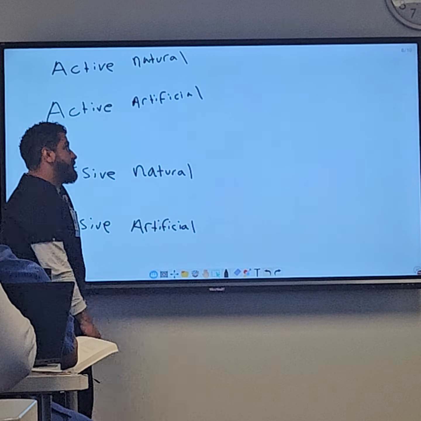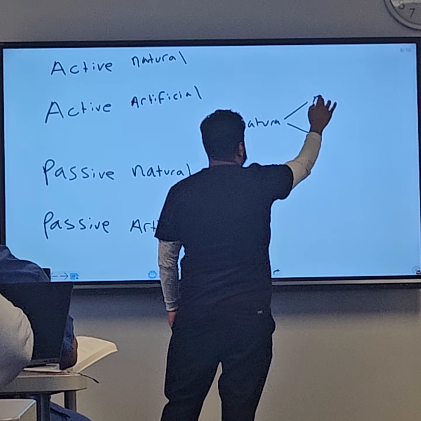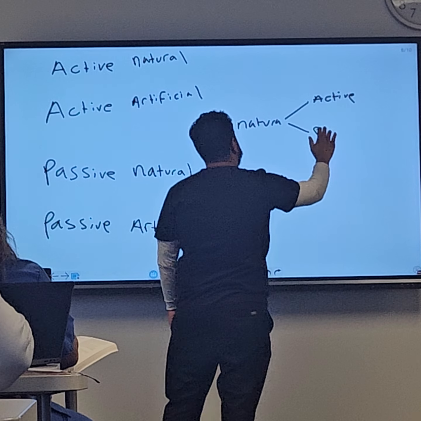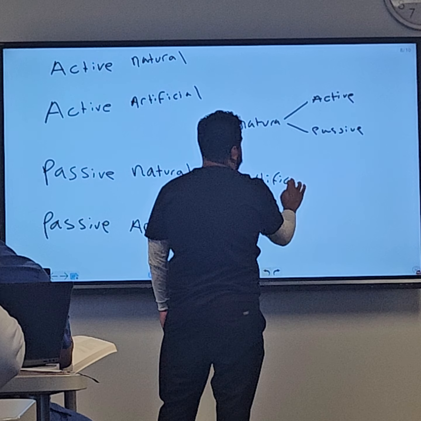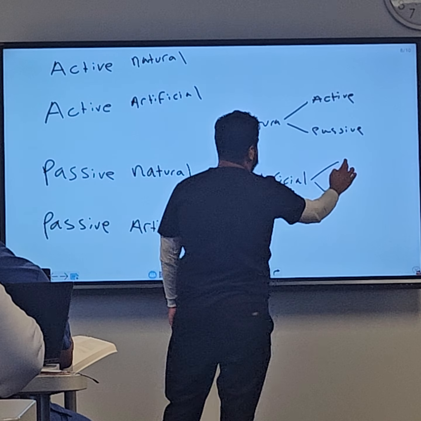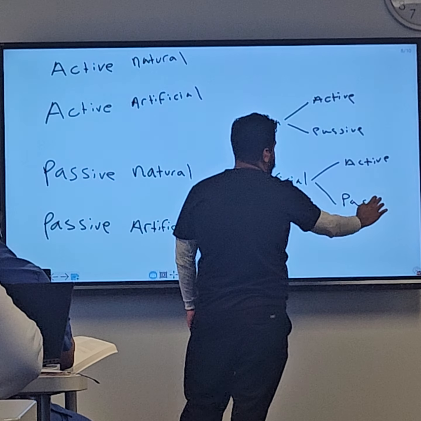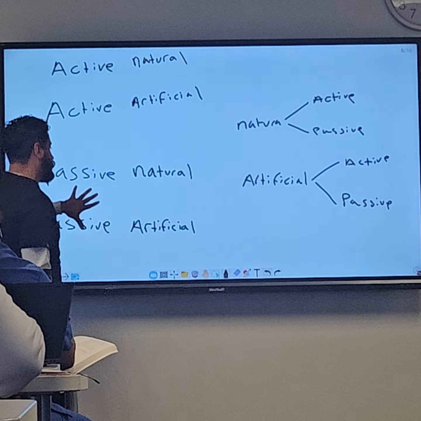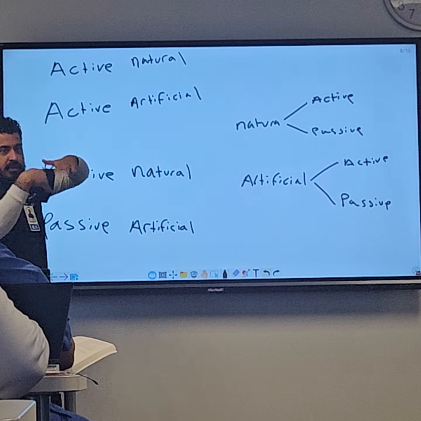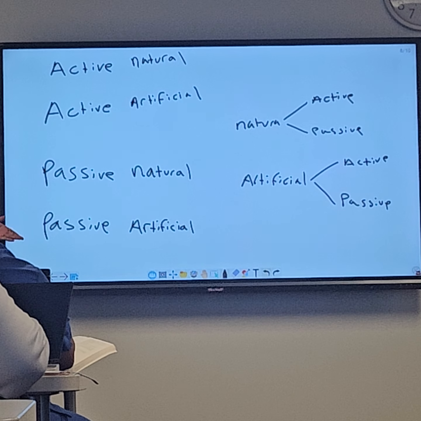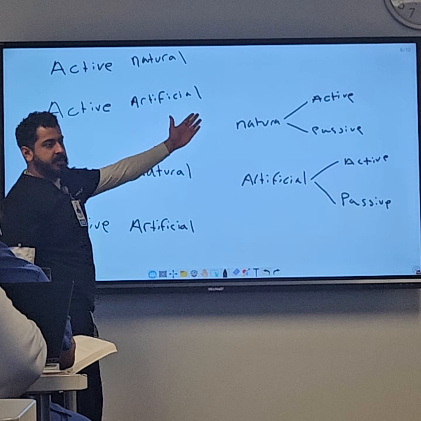You can also write this a different way, where you just do natural, and then you have active and passive, and then artificial, and you have both active and passive. So there's 4 kinds, and you can separate it however it's easier for you. Either remember that there are 2 types of passive, or 2 types of active, or 2 types of natural or artificial. However you want to organize your chart. I like this form better. I'm going to delete the other one. Okay?